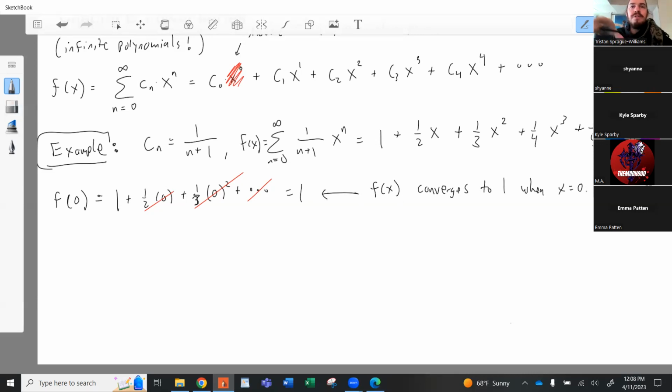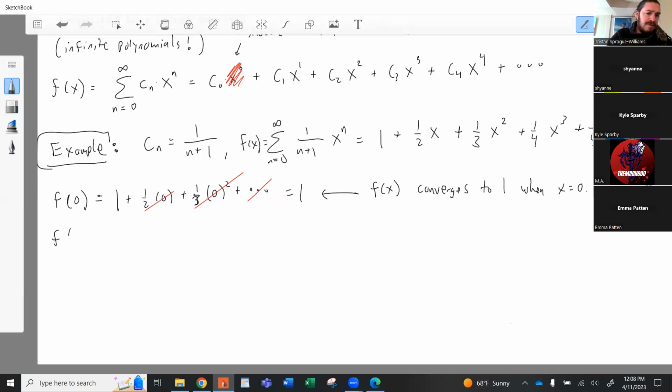Basically, when x equals 0, it's a super boring function. It's just 1. It's a constant function, in fact. And if it's a series, it's 1 plus 0 plus 0 plus 0 plus 0 forever. The rest is all zeros. So it's a really boring series. Let's look at something a little more interesting.